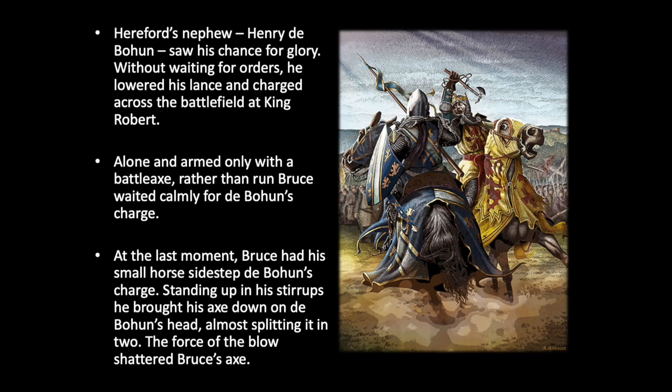So Bruce, cool as a cucumber, was able to sidestep the headlong charge of the English knight, who would have been travelling at something approaching 40 miles an hour. And with all that momentum on him, when Bruce stepped out of the way, de Bohun could not alter his charge, and as he thundered on past, Bruce stood in his stirrups to get above the English knight and hammered his axe down on the knight's head as he sailed on past.